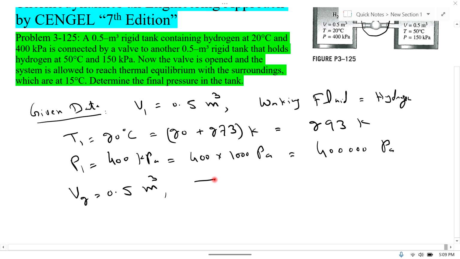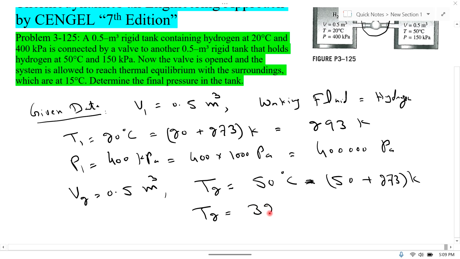Here the temperature of hydrogen is T2. The working fluid in both is hydrogen, at 50 degrees centigrade, which is equal to 50 plus 273 Kelvin. So T2 is equal to 273 plus 50, which is 323 Kelvin.